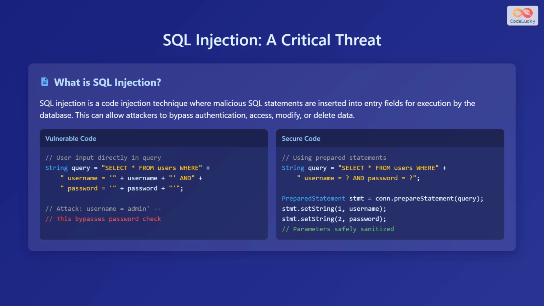In the vulnerable code, user input is directly embedded in the query string, creating an opening for injection attacks. An attacker can insert malicious code such as admin followed by a comment, which comments out the rest of the original query, hence bypassing the password check. In the secure code example, prepared statements are used. These statements ensure that user input is treated as data, not code, effectively preventing SQL injection attacks.